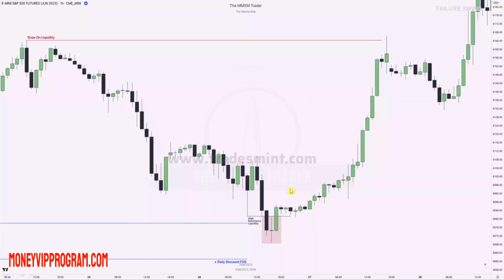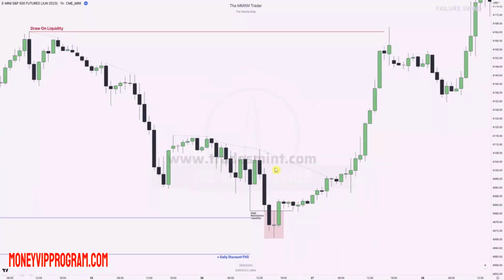Now notice where are the failure swings, right? We've got all these failure swings up here, which is low resistance liquidity. Now also notice how this is still in discount levels, right? Because the premium is about around here and we want to move up into that draw on liquidity, which is up here, and then target all that low resistance liquidity, all those failure swings up here, and then eventually up here on a draw on liquidity.